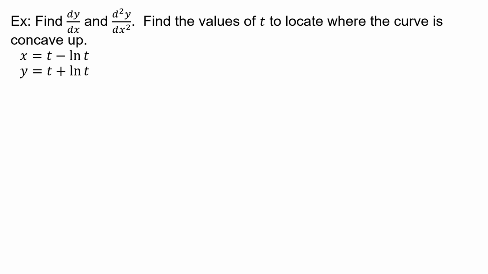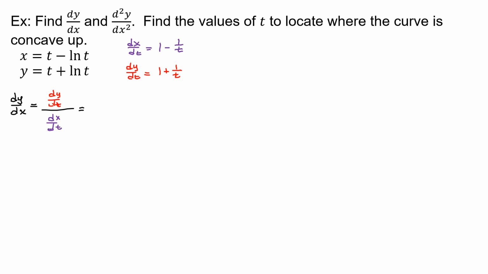Let's do it again. t minus natural log t and t plus natural log t. I'll do the exact same process again, finding dy/dx to begin with. That is your dy/dt divided by dx/dt. And so my derivative for x, my dx/dt, would be 1 minus 1 over t. So the natural log of t goes to 1 over t. The dy/dt would go to 1 plus 1 over t.